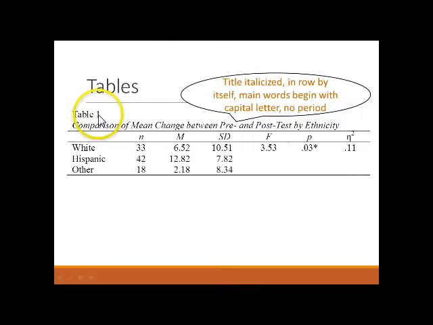The title appears in a row below the table number. The title itself is in italics. The first letter of all the main words is capitalized, so you notice "of" is italicized, but it's not capitalized. So the first letter of each main word is capitalized. No period at the end.